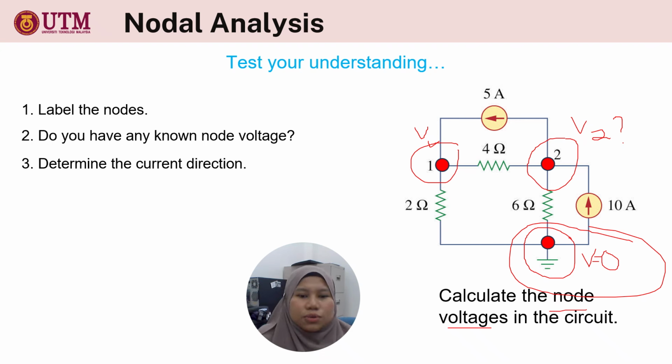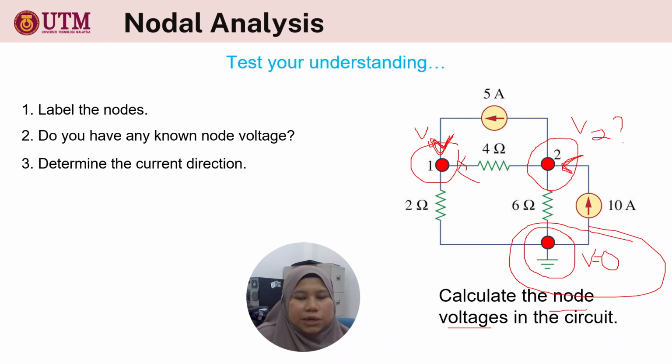And then you need to determine the current direction. Look here very, very carefully. There is a current source here. The current direction at this particular branch is already set, so the current must go into node 1. How about this? This is also the same. The current must go into node 2. And then for the rest of the branches, you need to set it by yourself, whether you want it like this or like this. It depends on you.